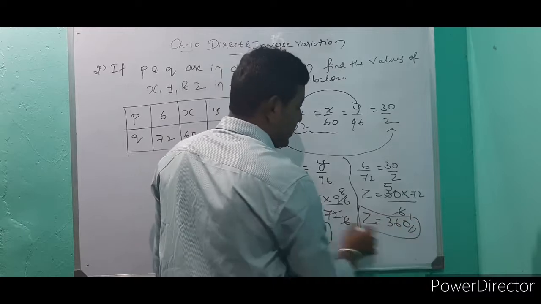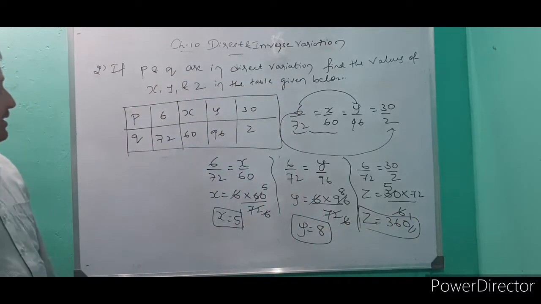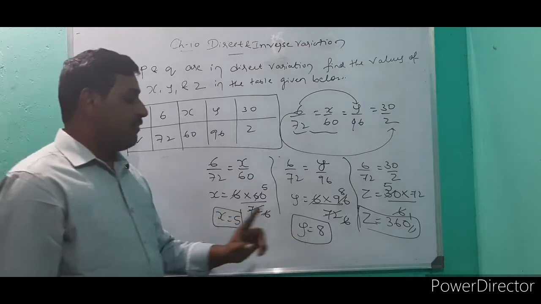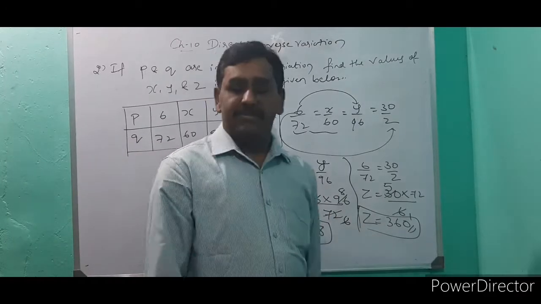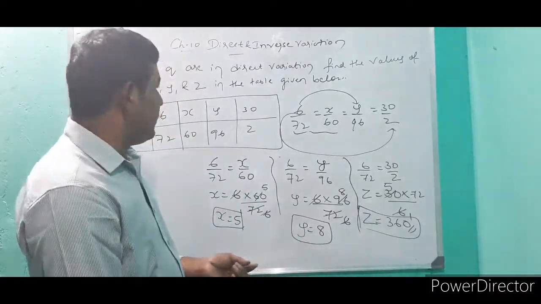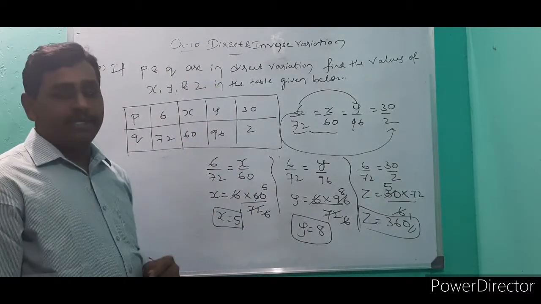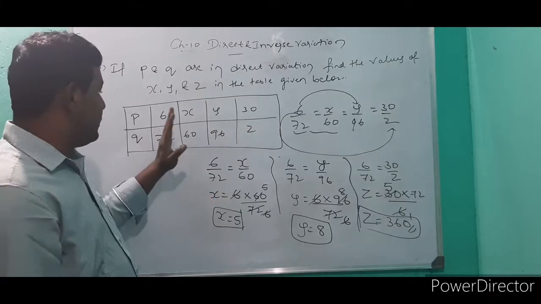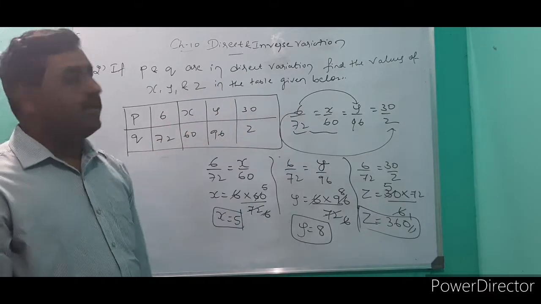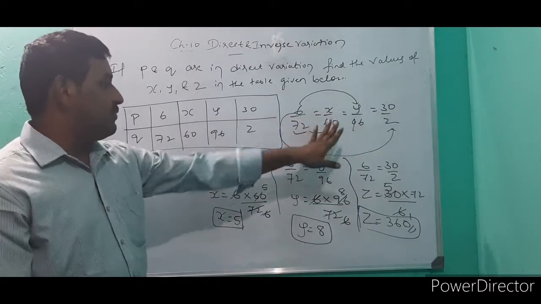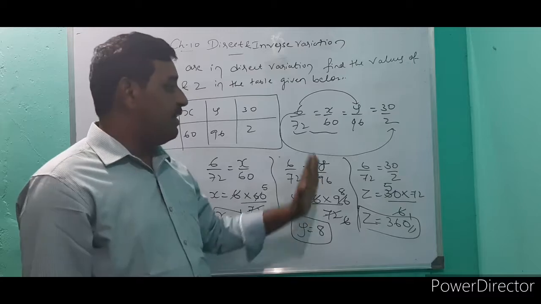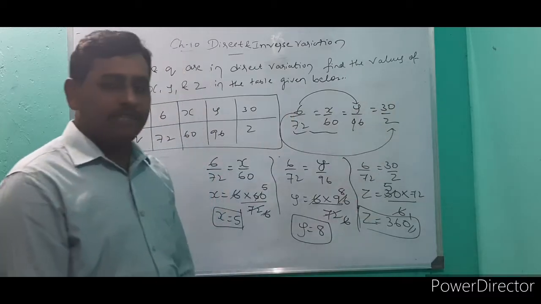360. So what are the values of x, y, z in the given PQ of direct variation? X value is 5, y value is 8, z value is 360. I am repeating this problem once again because the P and Q quantities are given in direct variation, which means all the ratios of variations are equal.